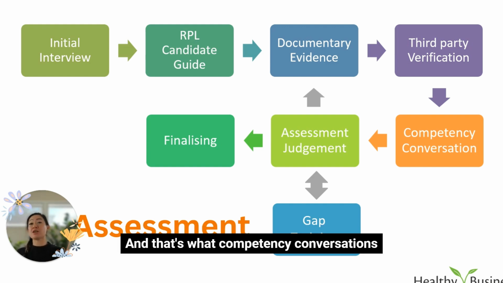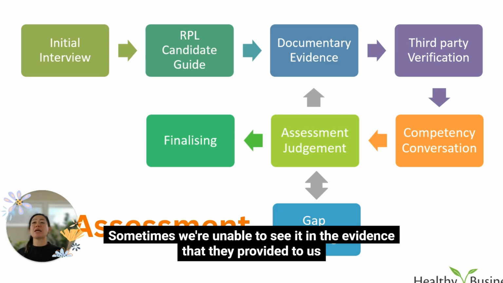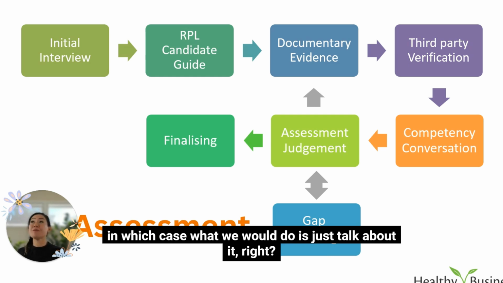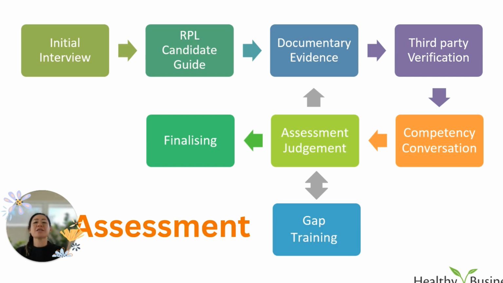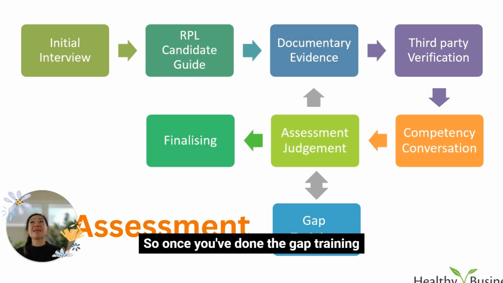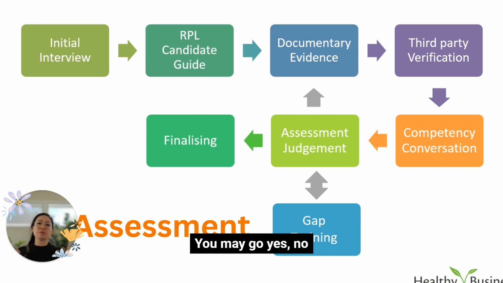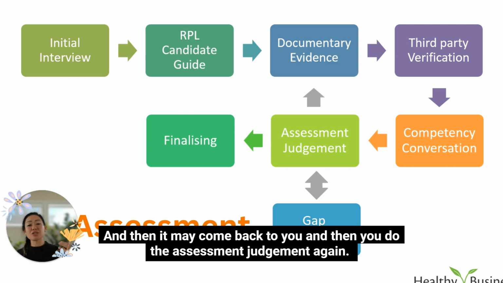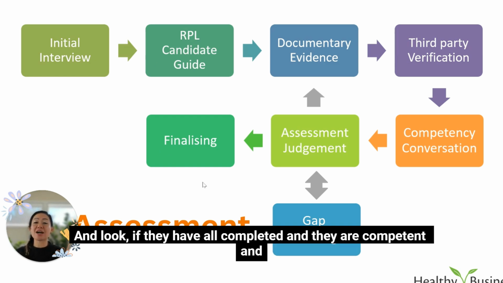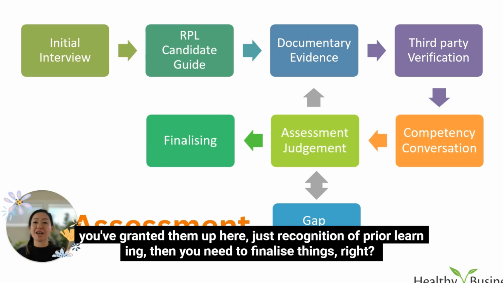And that's what competency conversations are for: sometimes we're unable to see it in the evidence they provided to us, in which case we would just talk about it, right? So once they've done the gap training, you may go, yes, no, satisfactory, not satisfactory. And then it may come back to you, and you do the assessment judgment again. And look, if they have completed everything and they are competent and you've granted them RPL, which is recognition of prior learning, then you need to finalize things, right?